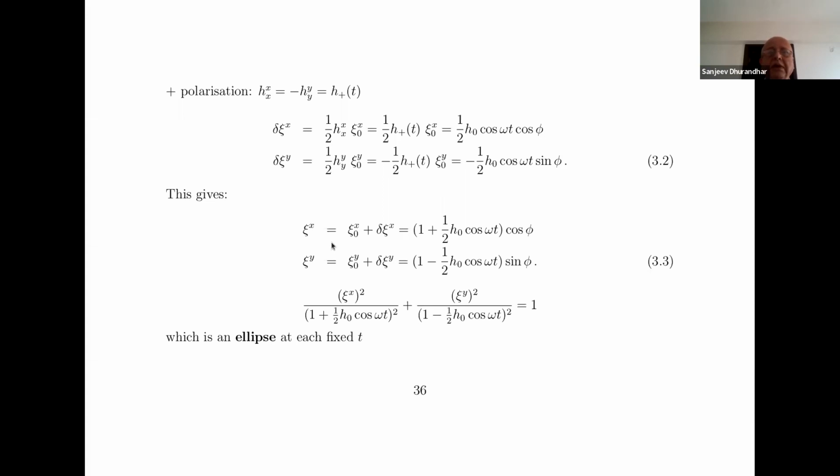So this gives you, add to the original, these are the changes, okay? How much the particles move in the xy plane. And how much the xi vector is changed. So you must add it to that. So xi x becomes xi x 0 plus delta xi x, which is 1 plus half h naught cos omega t cos phi. And xi y equal to xi y 0 plus delta xi y equal to 1 minus half h naught cos omega t sin phi.